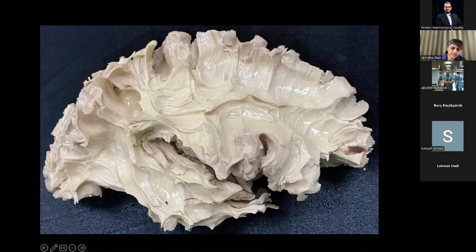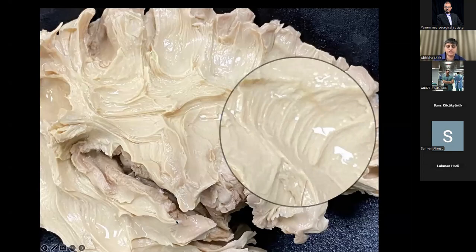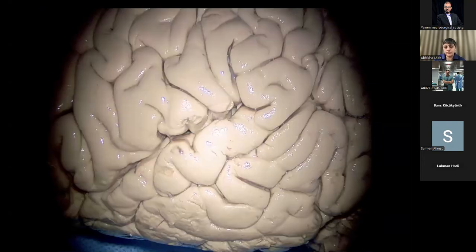Here you can see some portion of fibers that are going posteriorly. These are fibers of the middle longitudinal fasciculus. And more down here inferiorly, you will have the inferior longitudinal fasciculus. So let's go now to the region of the insula.